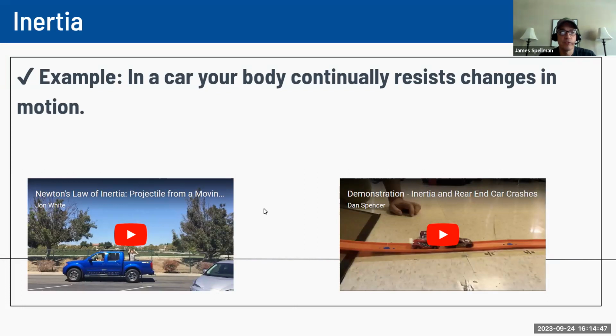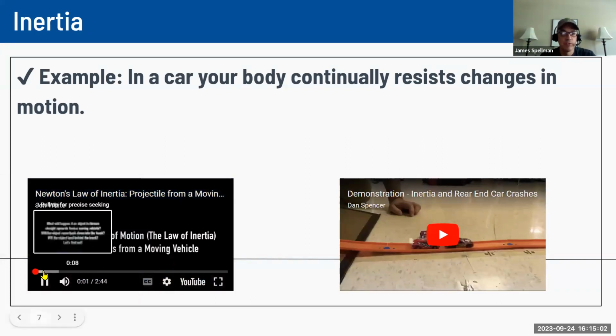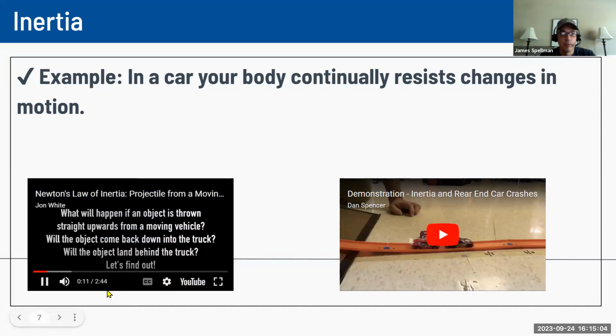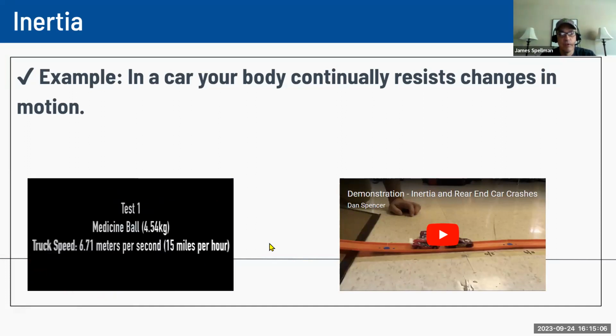One of the easiest ways to think about it is in a car, because our car is constantly accelerating, and our body, being in that car, wants to resist whatever change of motion the car is actually having. In this first video, and don't try this at home, there's someone riding in the back of this truck, and they're throwing a medicine ball up in the air as they're moving.